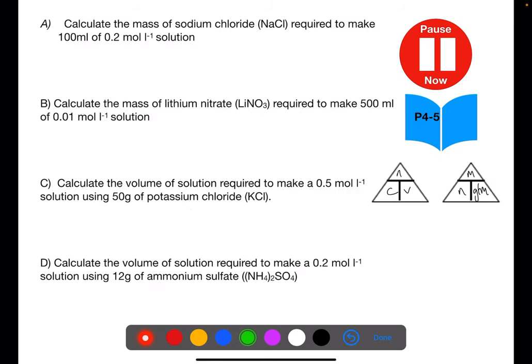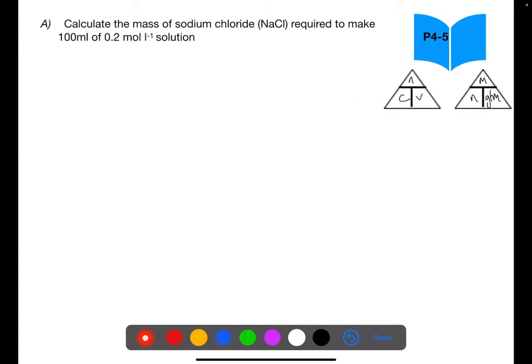Pause the video now and try these questions. In question 1, we're calculating the mass of sodium chloride. You're given the formula for sodium chloride, which means we can work out the gram formula mass. We're trying to make 100 mils of a 0.2 mole per litre solution. This means that we have two pieces of information that would allow you to calculate moles.